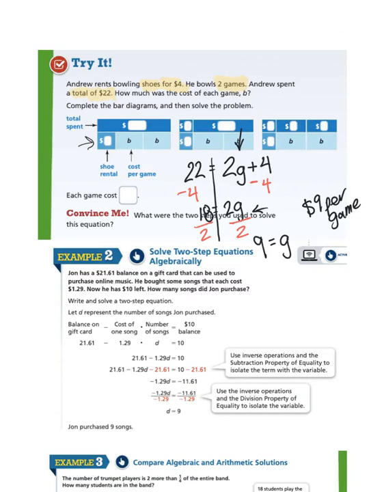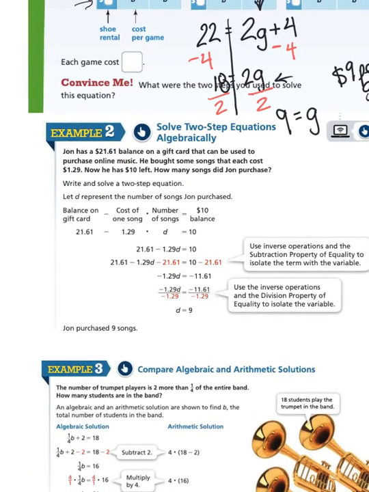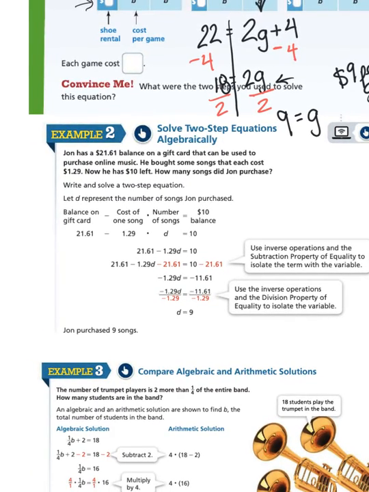Let's look at example number 2. Again, the biggest thing is to highlight the important part of the information or of the problem. So John has $21.61 on a gift card. He bought some songs that each cost $1.29. Now he has $10 left. How many songs did John purchase?